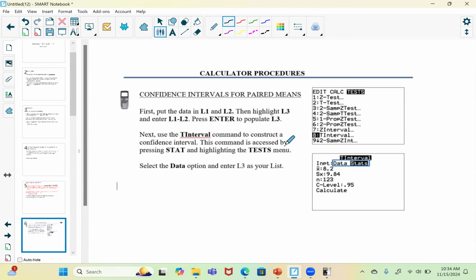So for a confidence interval for paired data, most of the time we'll be given lists of data. If we're given lists of data, we put our first list in L1 and our second list in L2. And then we're going to highlight L3 and put L1 minus L2 to get the values in L3 so that you don't have to calculate them by hand, and it'll save you time. And then we're going to run a T interval again on L3.